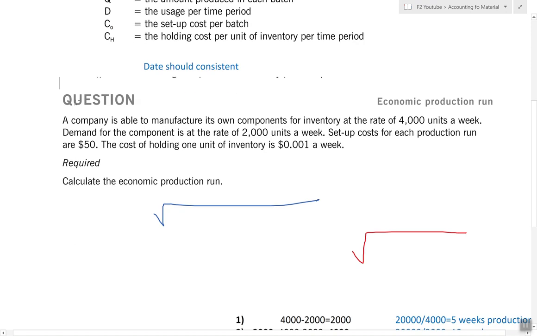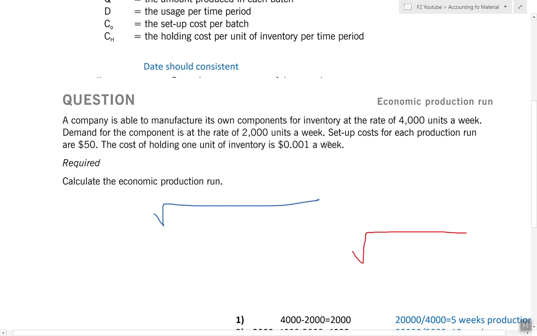We have a question here. Required: calculate economic production run. A company is able to manufacture its own component for inventory at the rate of 4,000 units per week. So we can produce 4,000 units per week. Demand for the component is at the rate of 2,000 per week.